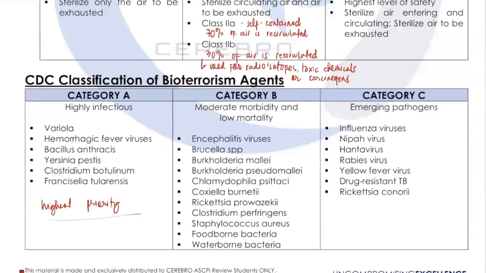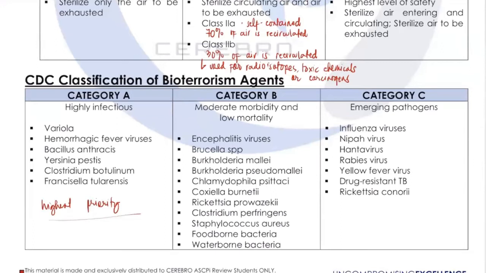Now for category B, we have moderate morbidity and low mortality. No? So these are agents that are causing moderate morbidity and low mortality. So we have encephalitis viruses, Brucella species, Burkholderia mallei, Burkholderia pseudomallei, Chlamydia psittaci, Coxiella burnetii, okay, Rickettsia prowazekii, Clostridium perfringens, Staphylococcus aureus, certain foodborne bacteria and waterborne bacteria.